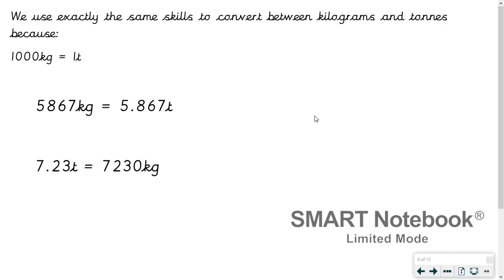Moving swiftly on, we use exactly the same skills to convert between kilograms and tons, because 1,000 kilograms equals 1 ton. So like meters to kilometers, kilograms to tons is 1,000. So if I had 5,867 kilograms, I would then divide that by 1,000 to get 5.867 tons. And if I had 7.23 tons, I would then times that by 1,000 to get 7,230 kilograms.